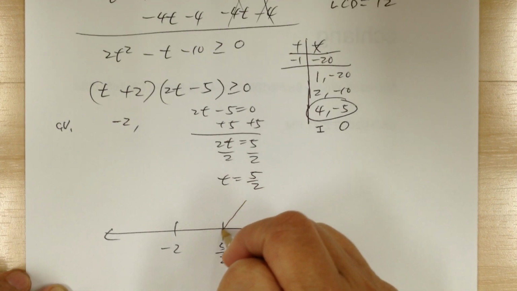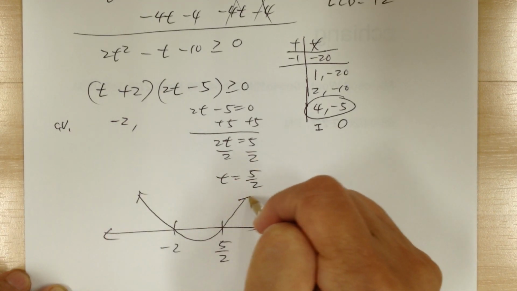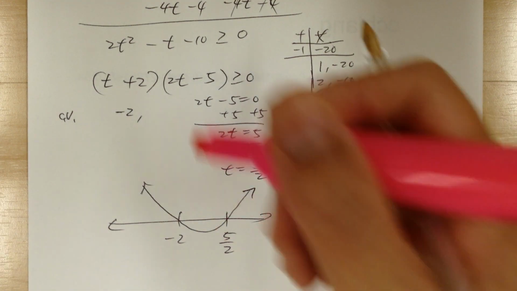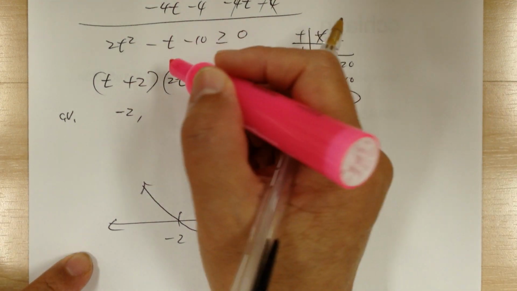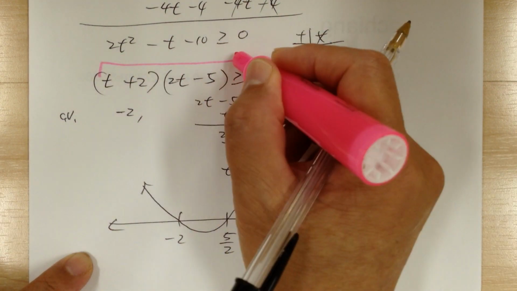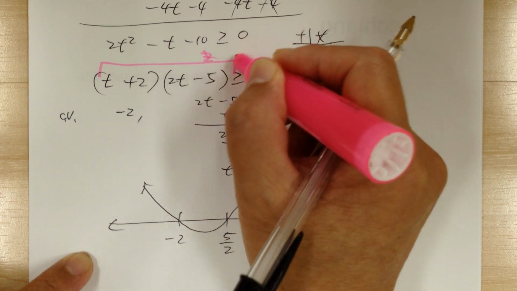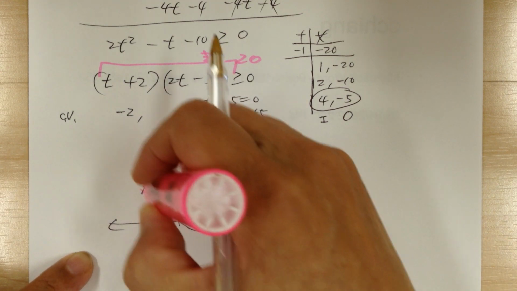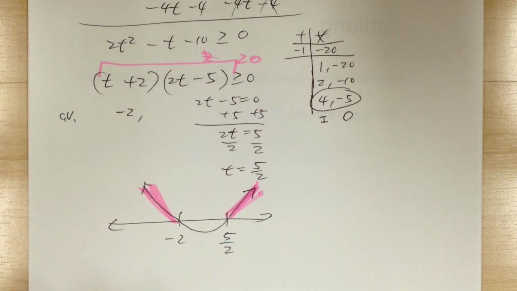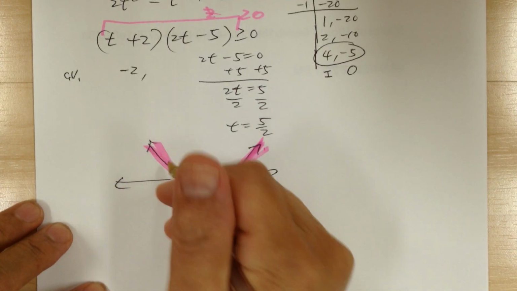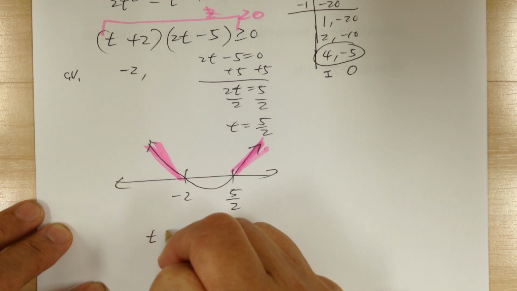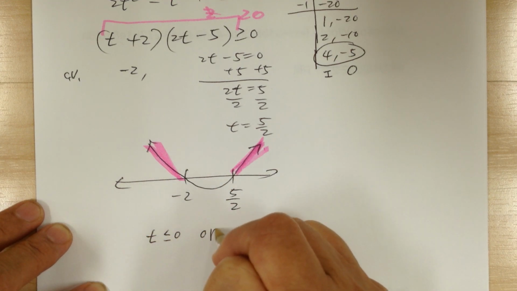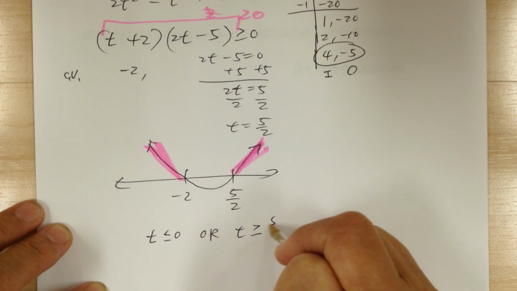And again, this is going to go like this, right? Again, you can just use any variable, any letter. I'm just going to use z. So z greater than or equal to 0. That means you're looking for this part over here and this part right over here. Now switch back to t. So over here, you're going to get t is less than or equal to negative 2, or t is greater than or equal to 5 over 2.